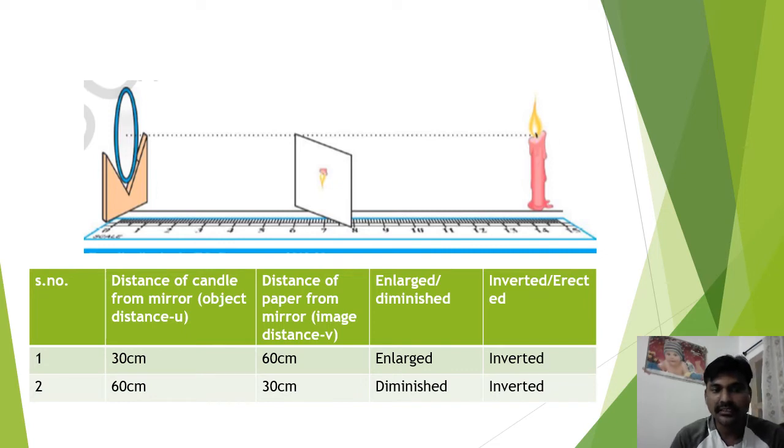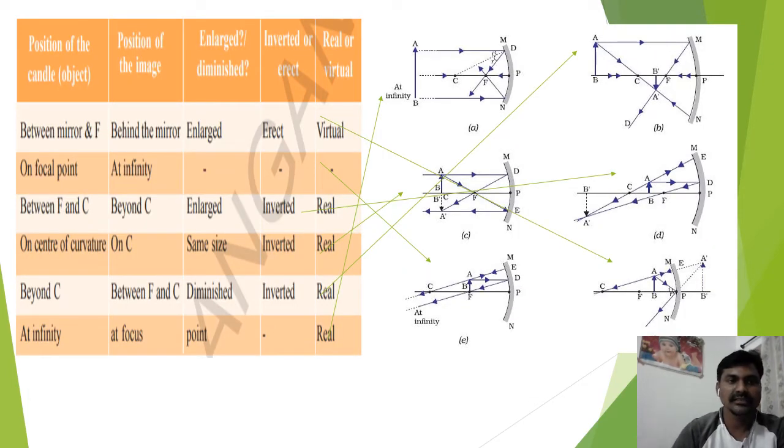And here we can take more object distances. For more object distances we can get more image distances, and we observe the nature of the image is also different. Now we see at a different position of the object, we see the position of the image different, and the nature of the image also differently. So in the first case, when the object is between the mirror and the focal point, the position of the image is behind the mirror and the nature of the image is enlarged, erect, virtual.